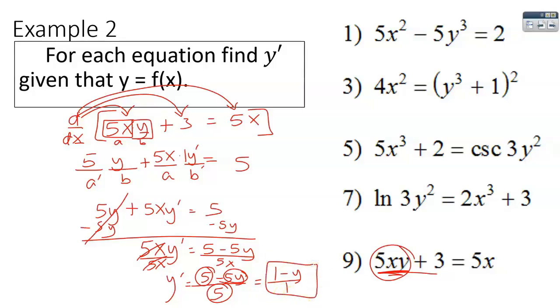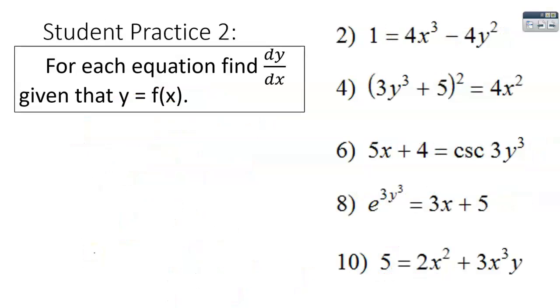Or you can just say 1 minus y. That would be fine as well. Okay? So let you guys try one of those. Why don't you try to do number 10? Pause the video, and when you're done, I'll have the solution for you.